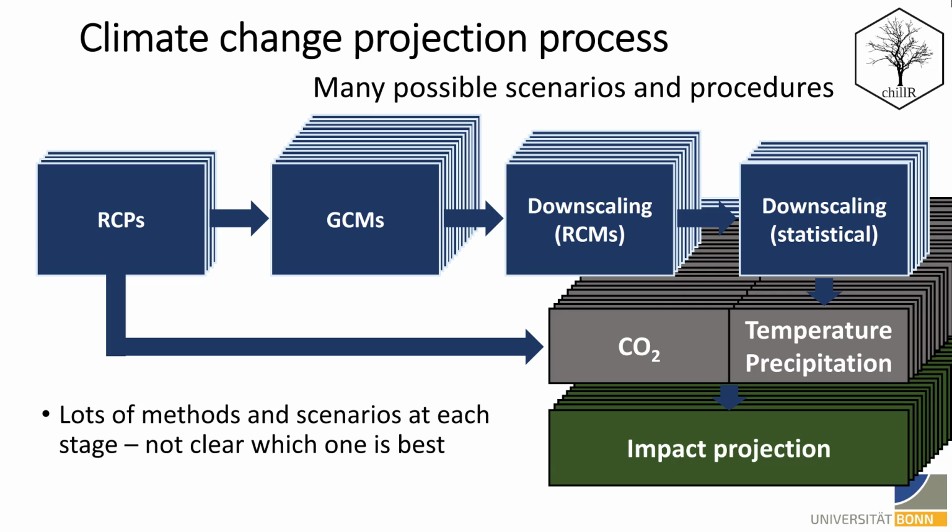Now, lots of methods and scenarios at each stage, and it's really not clear which one is best, because there are many climate models and we can't really tell which one is best. Same with the regional models, same with the RCPs. We may also be interested in different points in time, by the way, so that multiplies these scenarios even more. Now, the recommendation from climate scientists is pretty clear. We should use all of them. So calculate everything for every single one of these combinations ideally and look at what comes out of it.